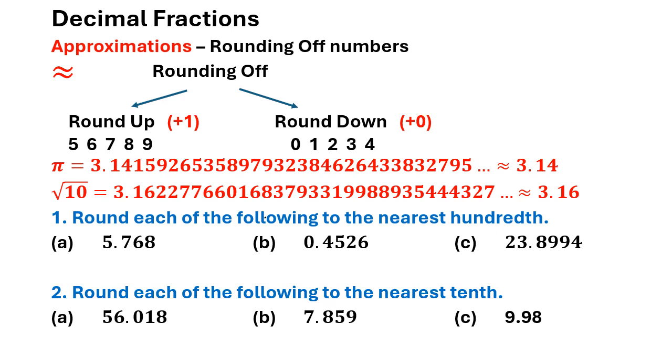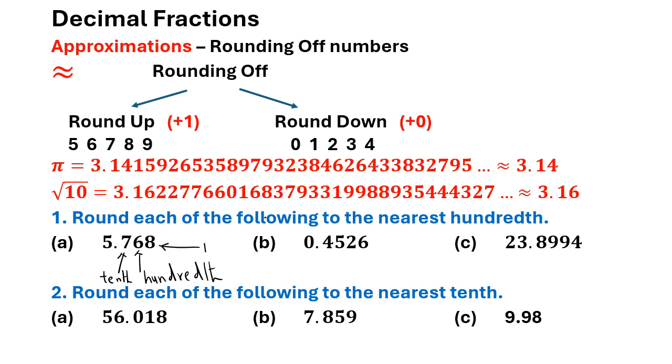So for the first problem here, 6 is the hundredth place, because we have tenths. 7 is tenths, and 6 is hundredths. So we have 7 in the tenth place, 6 in the hundredth place, and since we're required to round to the nearest hundredth, we will not consider 8.